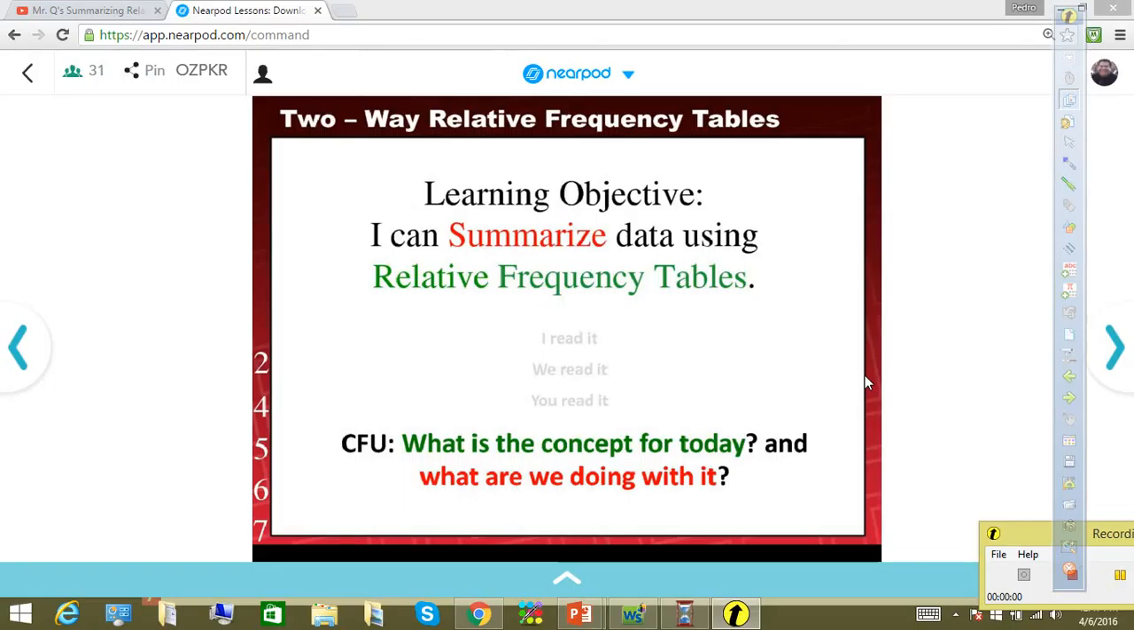All right, here we go. Today we're continuing our lesson from what we started yesterday. That's why, if you notice, the objective is almost exactly the same. Our objective for today: I can summarize data using relative frequency tables.